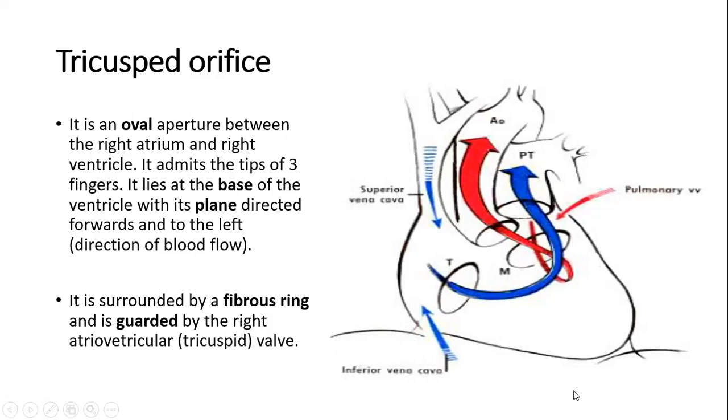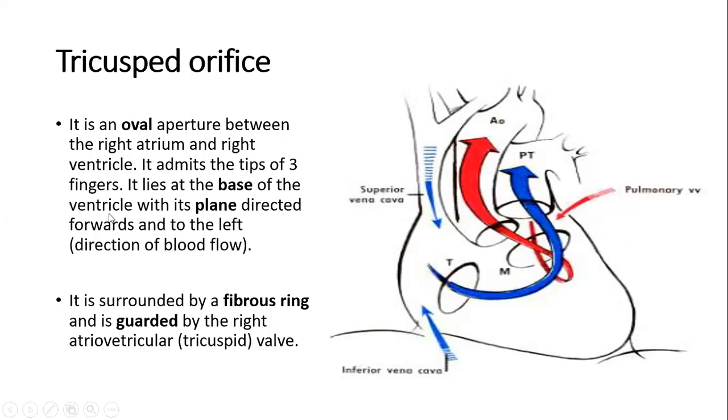So this is the right atrium, and here is the right ventricle. The blood is flowing from the right atrium into the right ventricle through this opening called the tricuspid orifice. It will admit the tips of three fingers. If you try to pass your fingers, three fingertips will enter into this. So this will determine the size of this orifice.